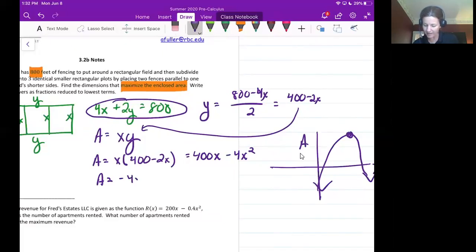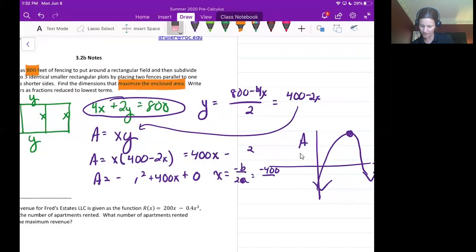I'm going to rewrite this so that it's in standard form. And I know my vertex, which we did in 3.2a, is negative b over 2a, which in this case is negative 400 over negative, this should be a 2, sorry, that was throwing me off. This should be a negative 2x squared, over negative 2 times 2. So our x value comes out to be 100.